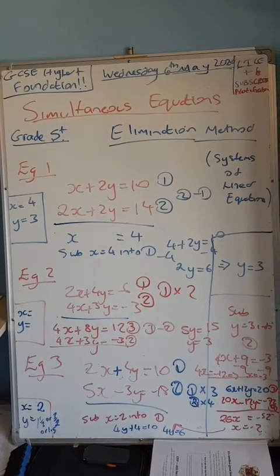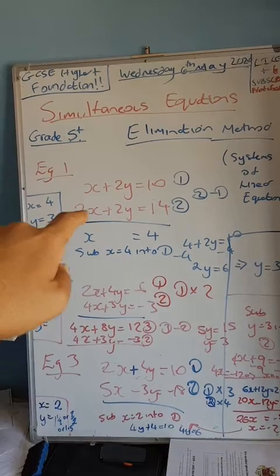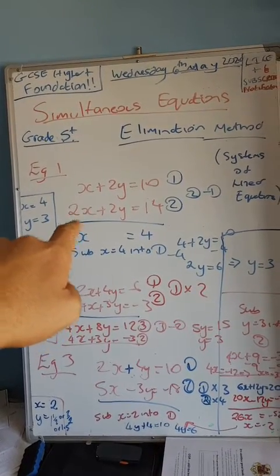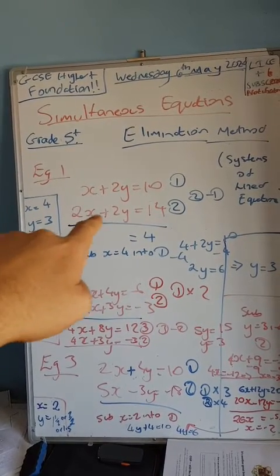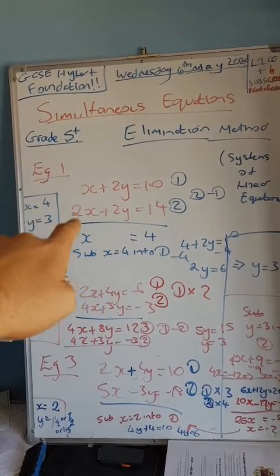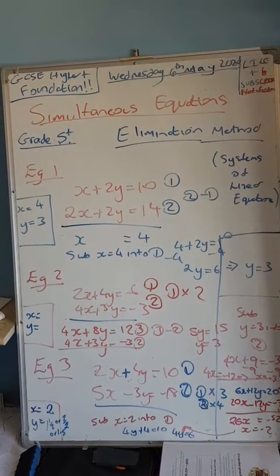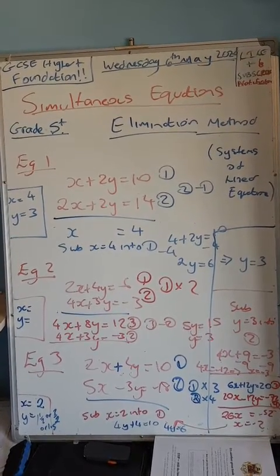Now my final step is I can check my answer by subbing in x equals 4 and y equals 3 into equation 2 to show that the left-hand side must equal the right-hand side. So if we just check, 2 times 4 is 8, plus 2 times 3, which is 6. 8 plus 6 is 14. So therefore, that is correct for my answer. So that's example 1.